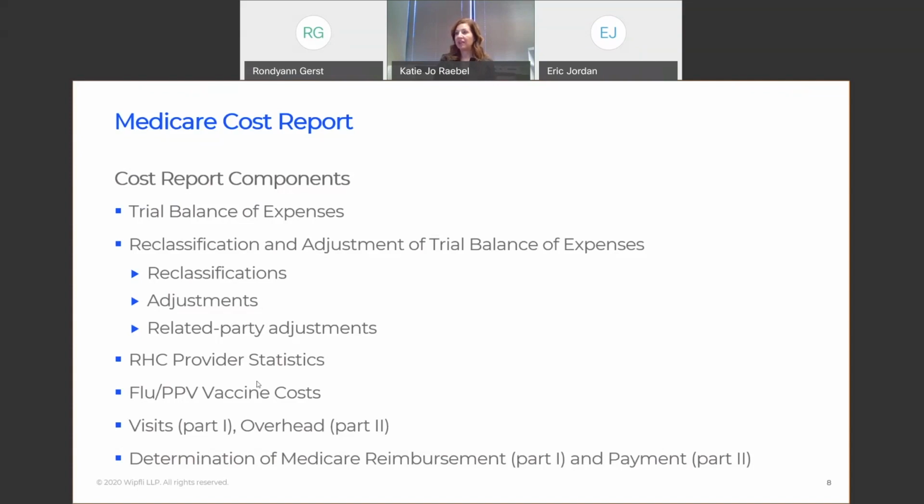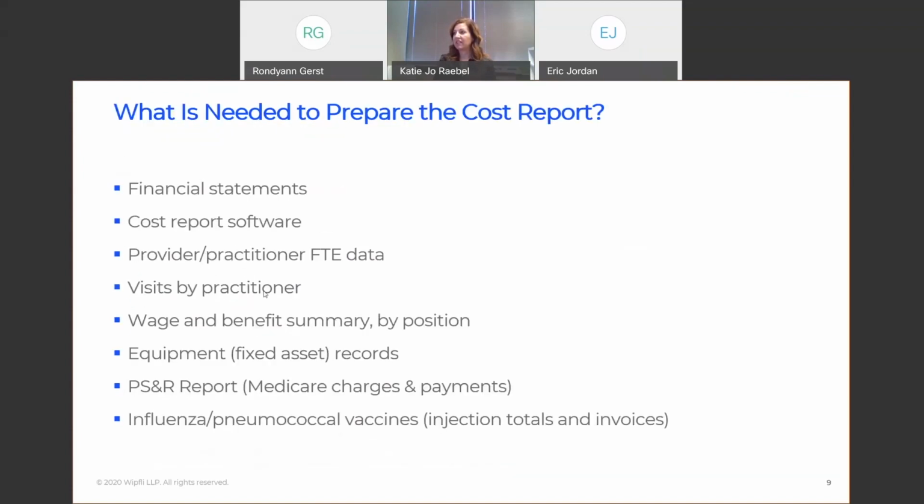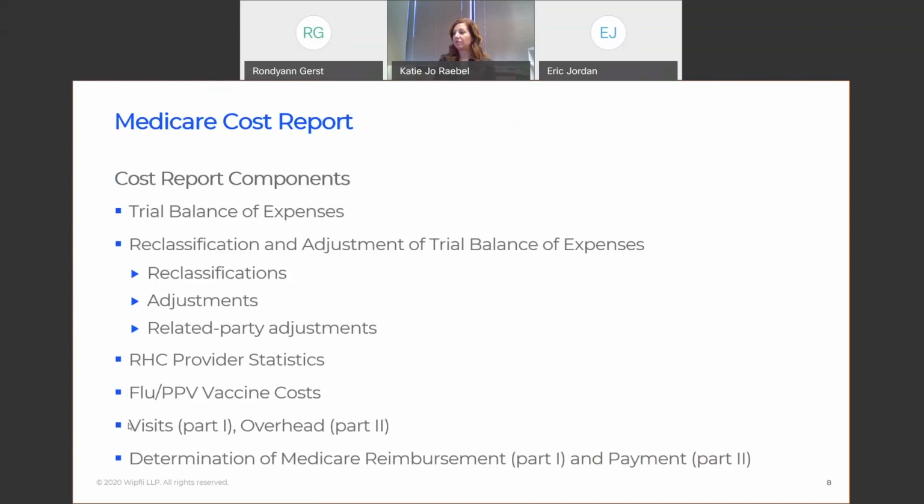Separate from the cost per visit calculation that we're trying to get to as our end game, we also have flu and pneumonia vaccination costs that we claim because we get paid for direct Medicare flu and pneumonia vaccines through our Medicare cost report. Again, we have these visits that we compare to provider FTEs. Talk about that a little bit later.